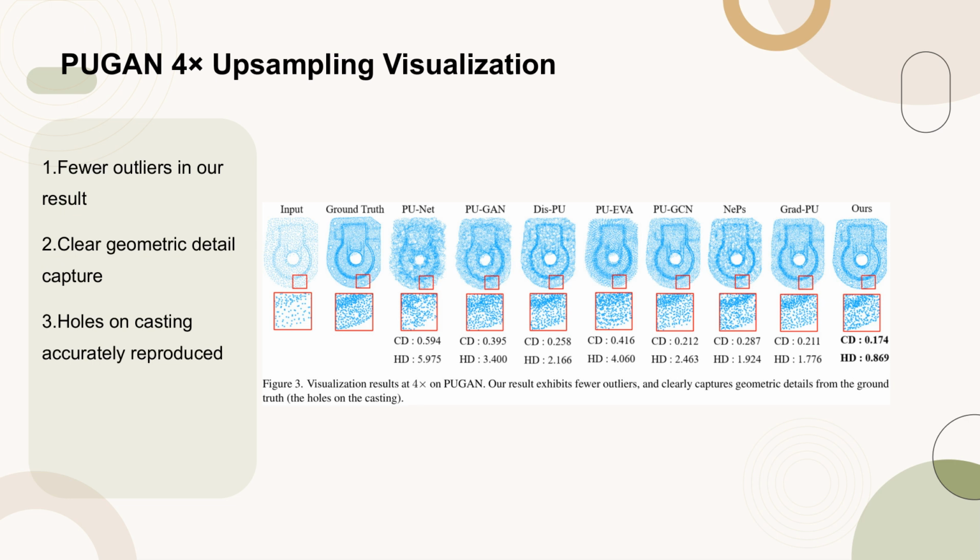Our method demonstrates a notable reduction in outliers compared to other methods. It effectively captures and reproduces intricate geometric details from the ground truth, such as the holes on the casting. This level of detail preservation is crucial for applications requiring high fidelity in point cloud upsampling.